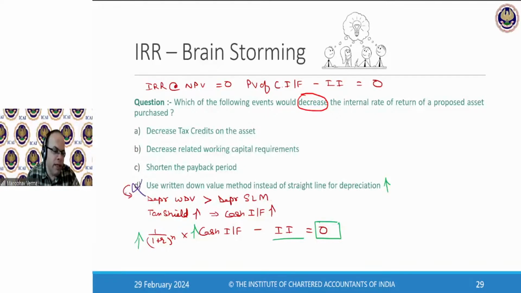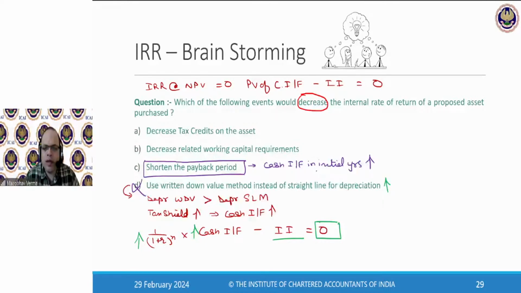Some people said option D. I hope it is clear that option D cannot be the answer. Some people are very sure that the answer is C here. So let's talk about C. Shorten the payback period, guys. If I say shorten the payback period, what does it mean? Do you agree that the cash inflows in the earlier years, in the initial years, are more now?